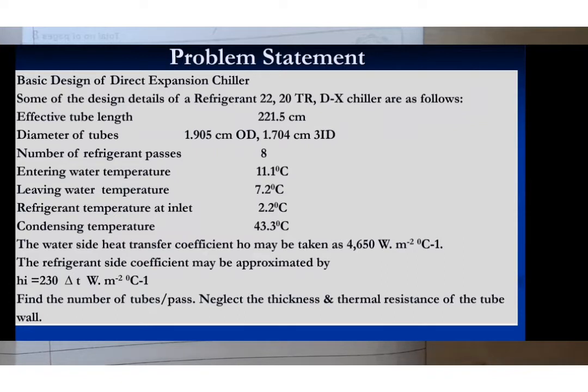The water side heat transfer coefficient, that is HO, may be taken as 4650 watt per meter square per degree Celsius. The refrigerant side coefficient may be approximated by HI, and it is given by the relation 230 into delta T watt per meter square degree Celsius. Find the number of tubes per pass and neglect thickness and thermal resistance of the tube wall.